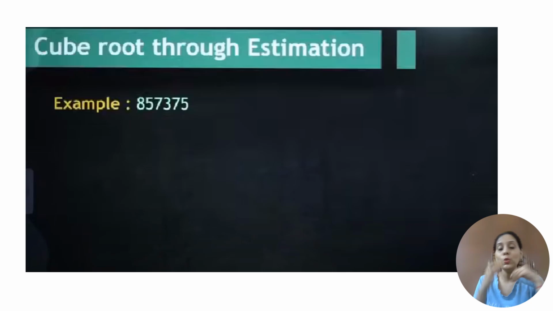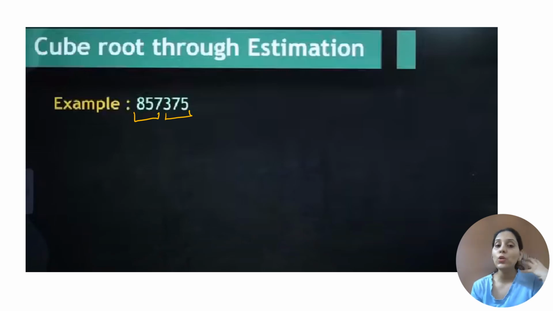Next, cube root through estimation. One method of finding the cube root is through prime factors. You all know how to find it through prime factors, right? The other method is through estimation. This is a very quick method. In this you need not spend time. It's just a shortcut method. The first step is you will always make them into triplets, three digits in one group, starting from the left side. So this is one group and this is another group.